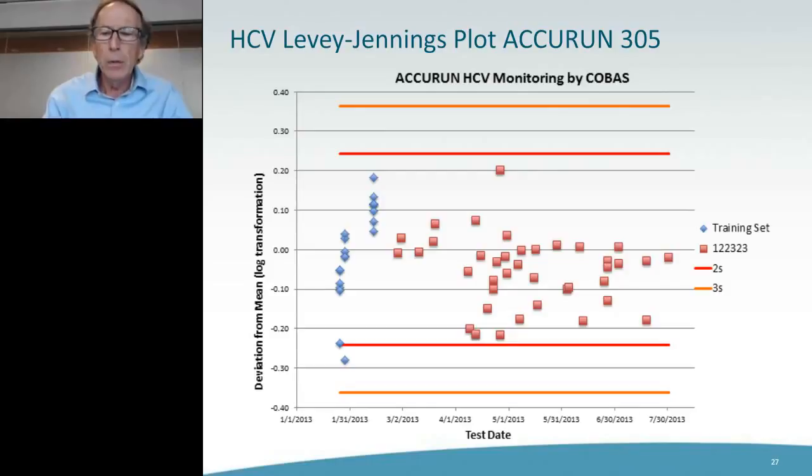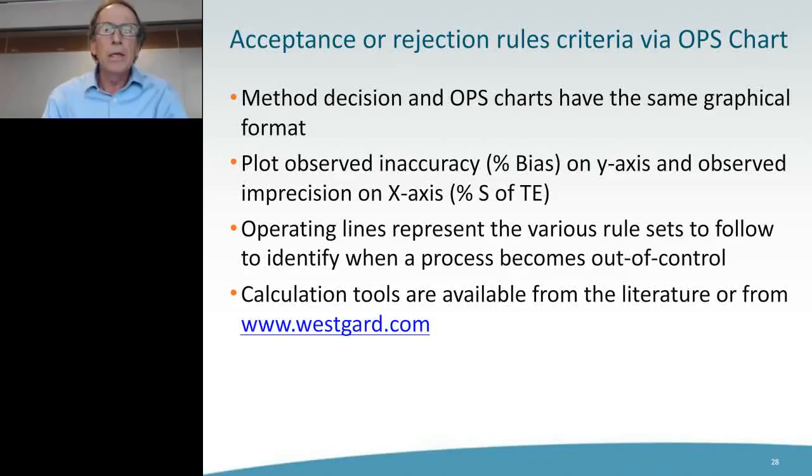So now, how do we apply this data to an acceptance or a rejection rule for management within the QC of your laboratory? In this case, we're going to recommend using the OPS charts. These OPS charts have the same setup as the method decision chart. You plot the observed inaccuracy, or the percent bias, on the y-axis, and the observed imprecision on the x-axis, in this case, a percent of standard deviation of total error.